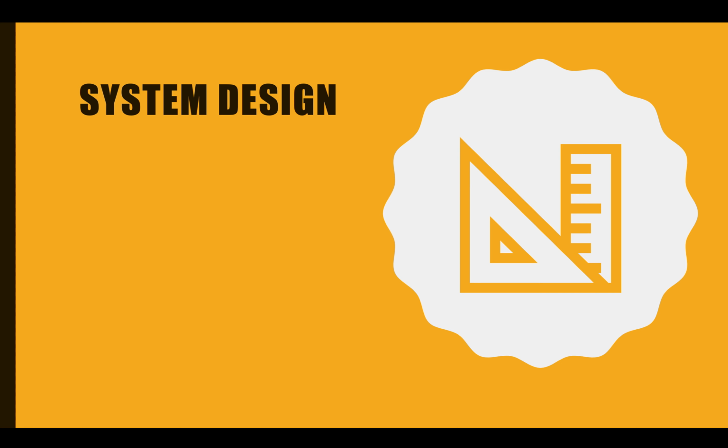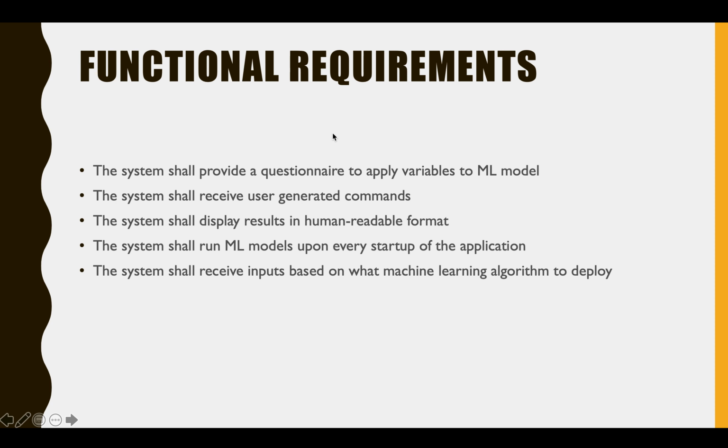Next thing is systems design. So these are the requirements, the functional requirements, non-functional requirements, and then the performance requirements of this application. So let's go over the functional requirements first. It says the system shall provide a questionnaire to apply variables to the ML model, and then it shall also receive user-generated commands, and then the system shall also display the results in a human-readable format. The system shall run machine learning models upon every startup of the application. The system shall receive inputs based on what machine learning algorithm to deploy.